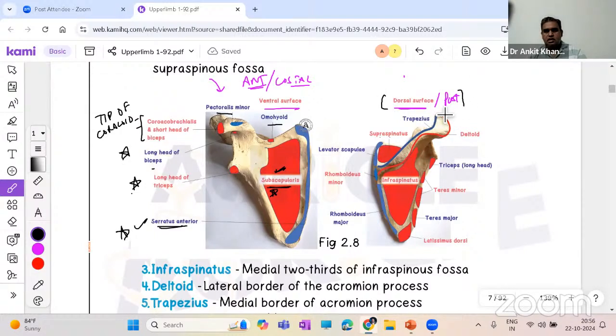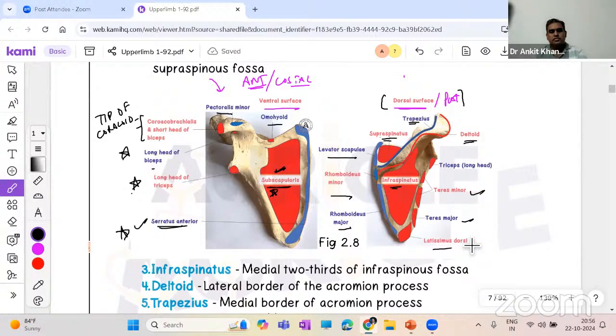Posteriorly or dorsally, if you see, you have the teres minor, major. Which border? Lateral border. Medial border, you have these three muscles. At the spinous process, below you have deltoid, above you have trapezius, and supra and infraspinatus. Now these are must know muscles. Inferior angle, latissimus dorsi.